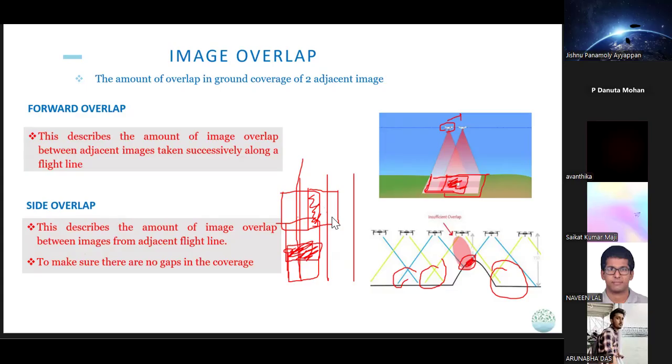And in drone technology, it is always advised to have front and side overlap of more than 75%. This is what is advised. So we have completed the image overlap. This is a very, very important technique because if there is no sufficient overlap, our data will have gaps.